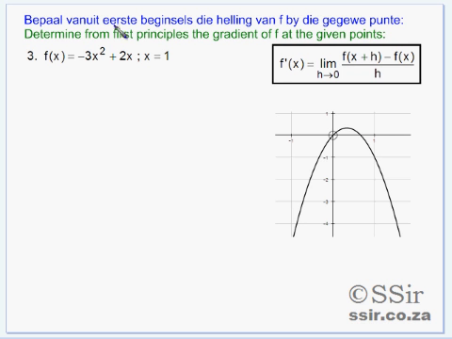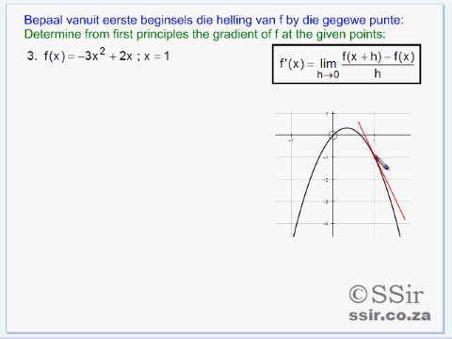Once again, we must calculate from first principles, in other words using this formula, the gradient of f, which is now a parabola, specifically at x equals 1. Let's have a look at this graph, the graph of our function f. What must we determine? We must find here, where x equals 1, the gradient of the function.